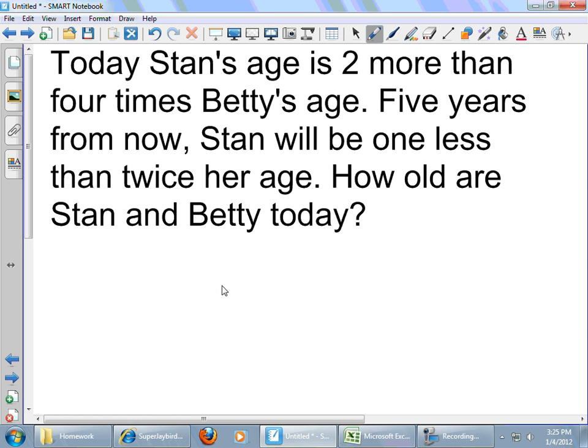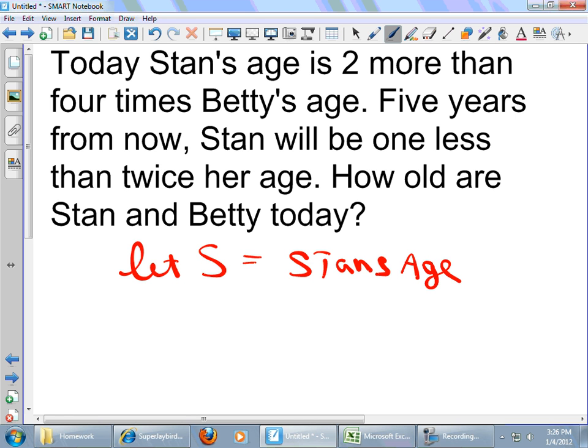Well, let's see. I know I'm going to need a couple of variables here. And I'm going to say, first of all, let S equal Stan's age. That's the age today, of course. All right. And then I'm going to make B equal Betty's age.